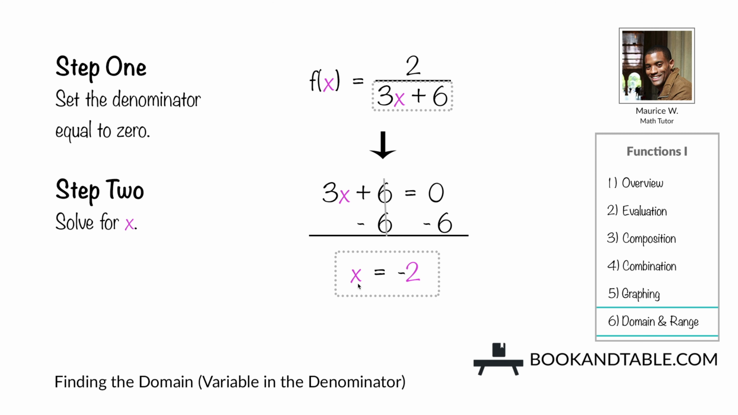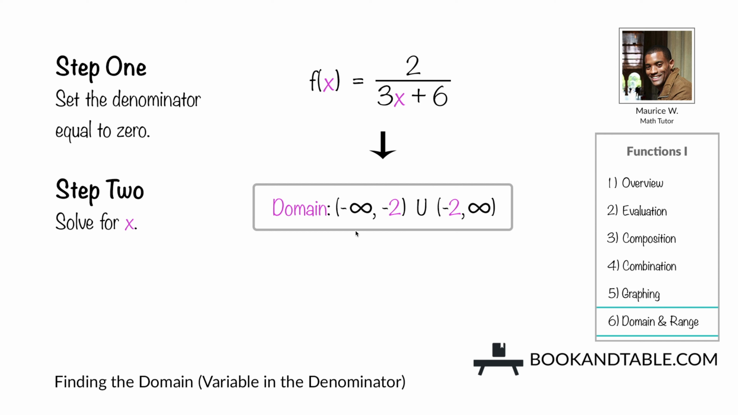So this shows us the number that x really cannot equal. When x is equal to negative 2, this is when 3x plus 6 is equal to 0. So this is the number we are trying to avoid. So the domain would be from negative infinity to negative 2, parenthesis to the right, since negative 2 is not included, a union, and then the second interval would be from negative 2 to positive infinity, parentheses as well, since infinity is not a real number, and negative 2 is not included.